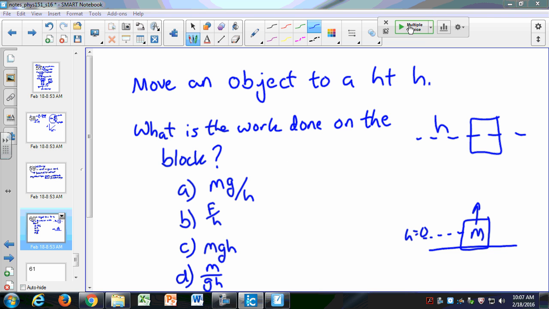Which of these represents the work done on the block when I move it from a position of h equals 0 to a height h? Is it mg over h, F over h, mgh, or m over gh? Which of those represents the work being done on the block? Think about what work is. Work is the force times the displacement. So now think about the force required to move this block, and what is the distance that it goes.